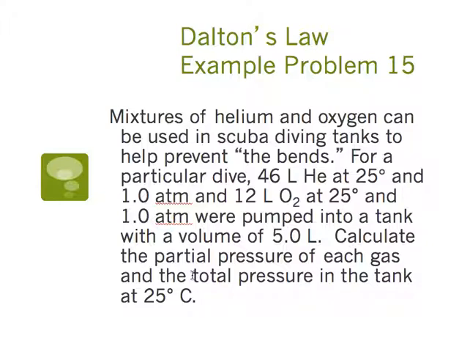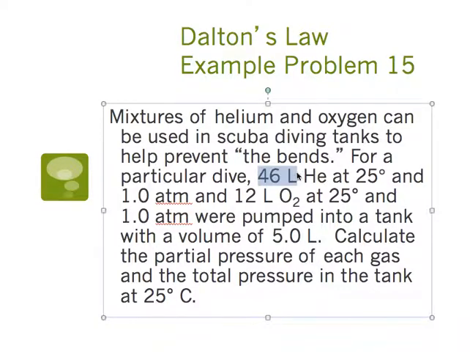Calculate the partial pressure of each gas and the total pressure of the tank at 25 degrees. So we have a couple different things here. If you look real close here at the helium, I have 46 liters of helium at 25 degrees in 1 atmosphere. That's enough information right there to use PV=nRT and get moles of helium.